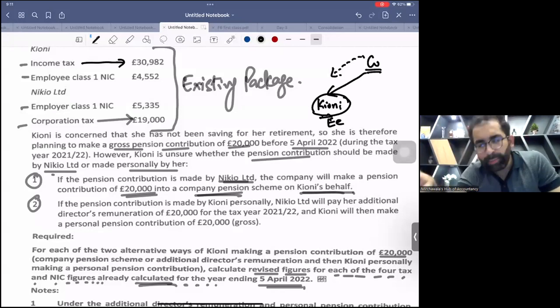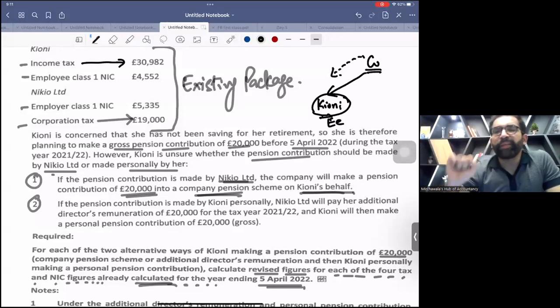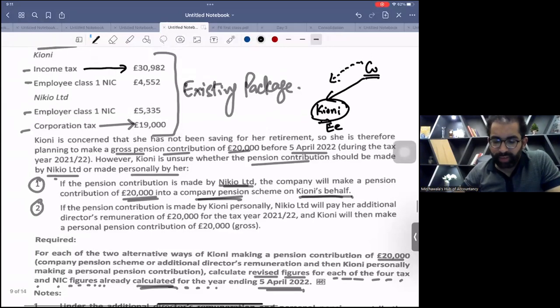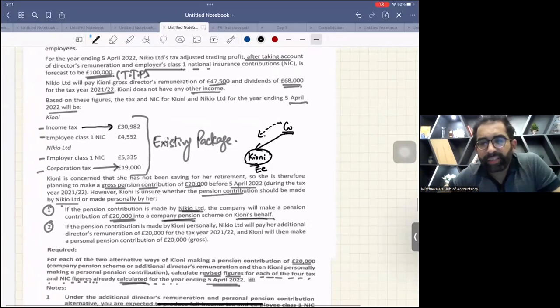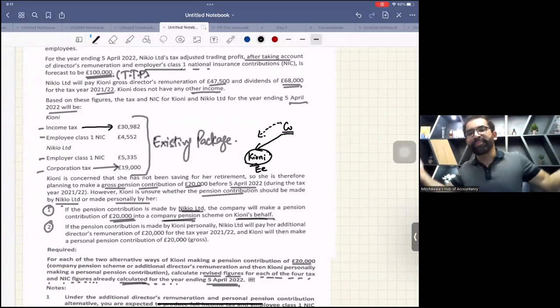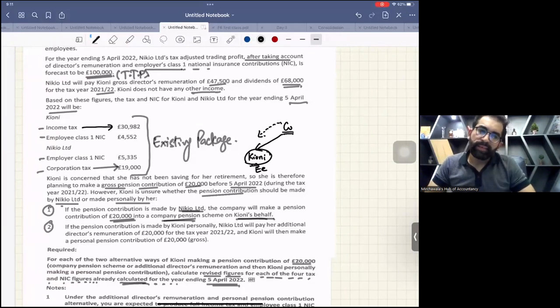Whenever an employer contributes to the pension scheme of an employee, for the employer it's an allowed expense. So yes, we'll adjust the TTP by 20,000. I repeat, no change in income tax because no change in employment income. This pension contribution by the employer is an exempt benefit for the employee, so there is no additional income, and so why additional tax? No additional income tax, and no change in class 1 employee and employer NIC.